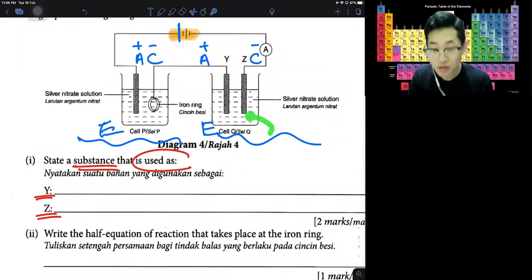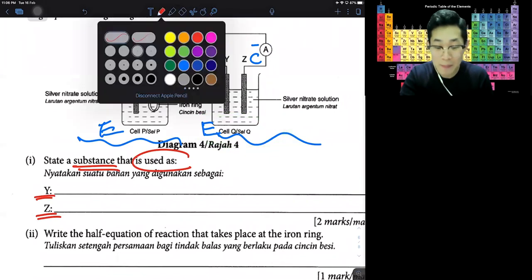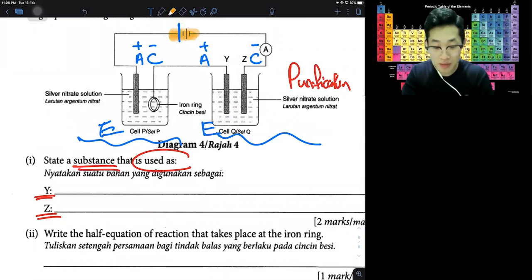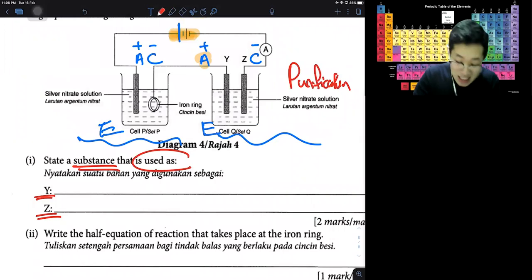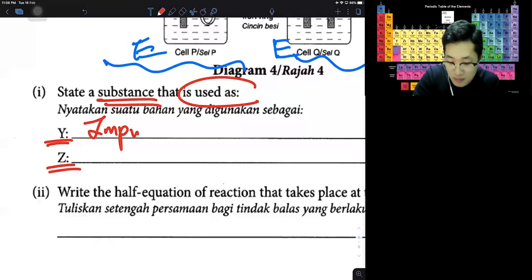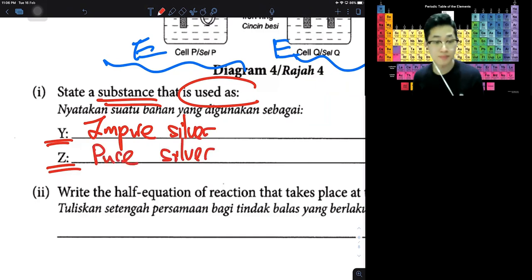The substance that is used as Y and Z. Cell Q is purification. So in purification, at the anode we use the impure silver. And then the cathode will be the pure silver.